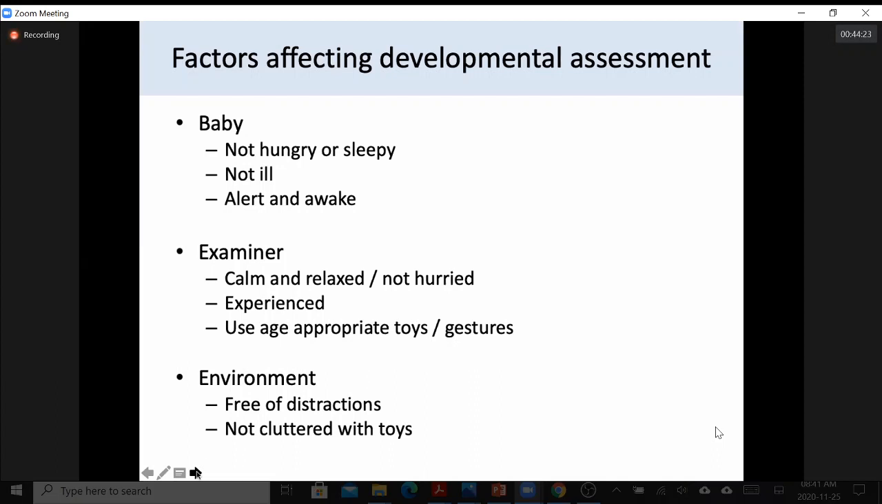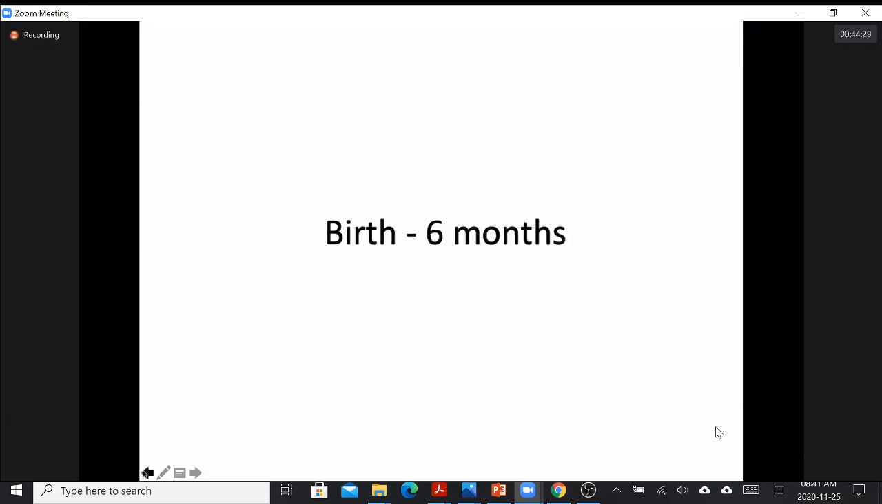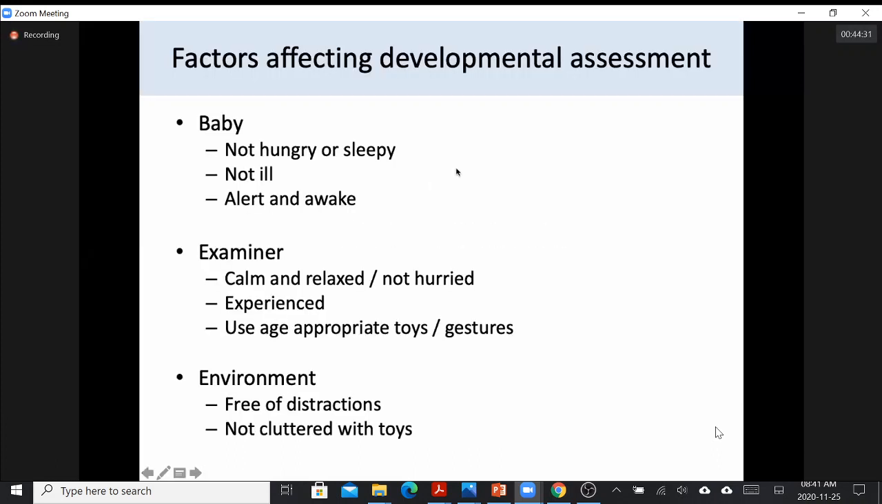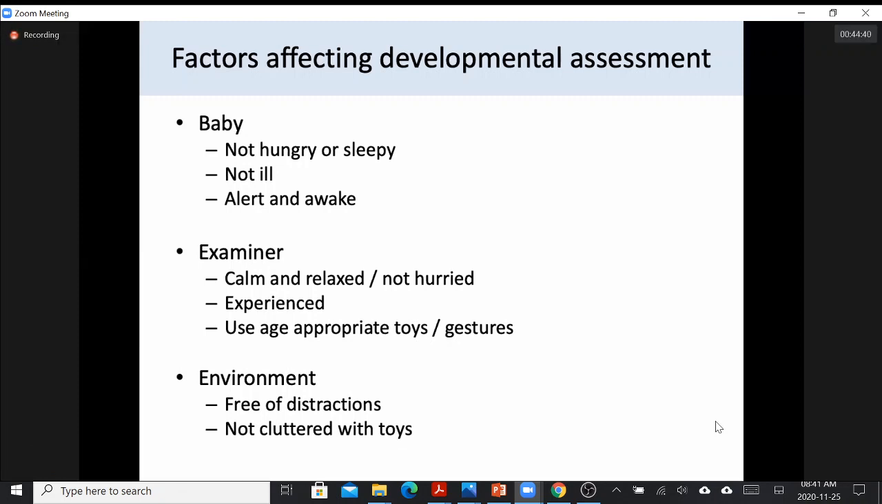So there are some factors that affect the development assessment, right? People have to be in the optimal condition before we assess development. Now the baby, if it's in a really bad mood, that should not be the time to assess development. Baby should not be hungry. Baby should not be sleepy. They should be alert and awake and not ill. So when the baby is coming with some illness to the hospital, that is not a good time to check development. You'll have to wait until the baby is better.